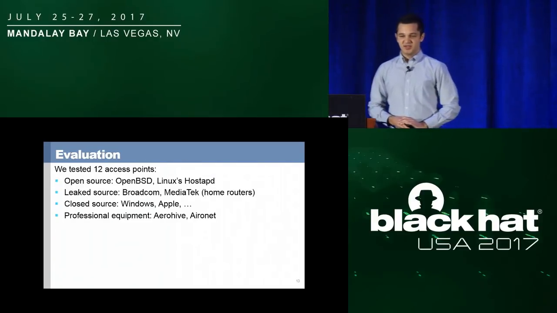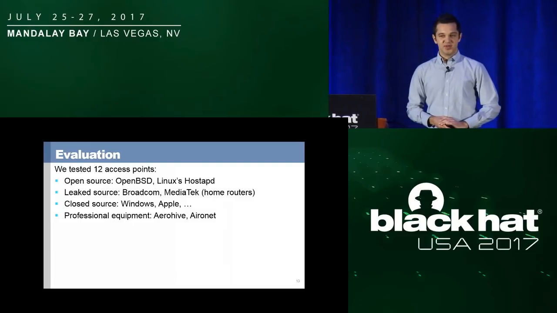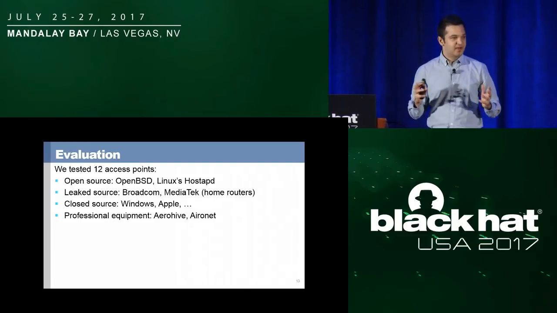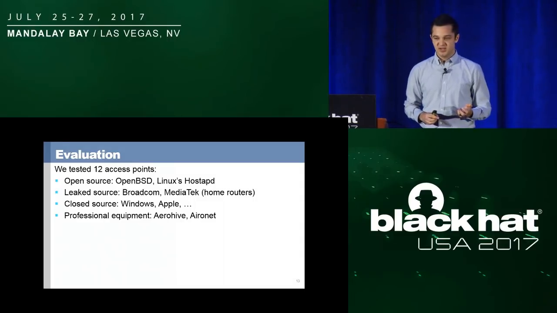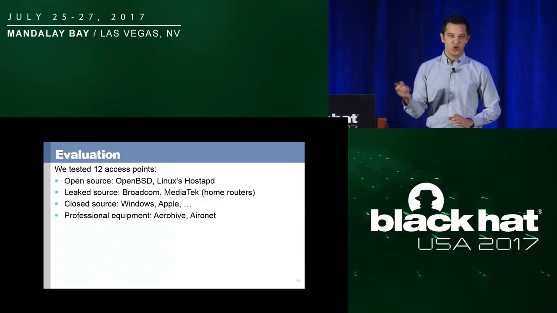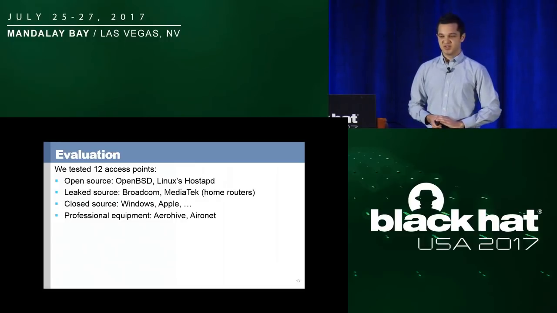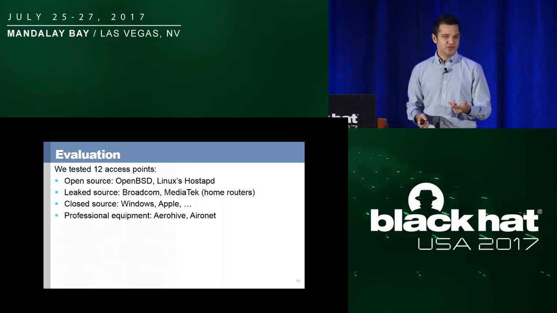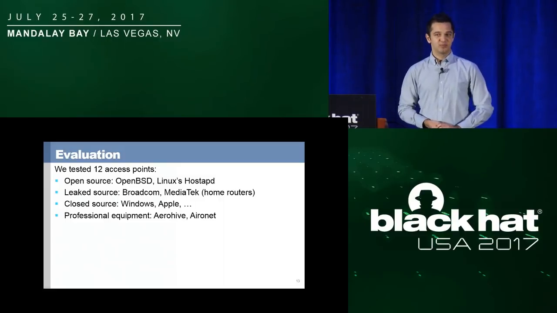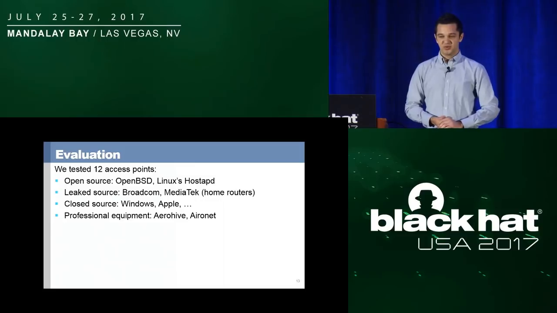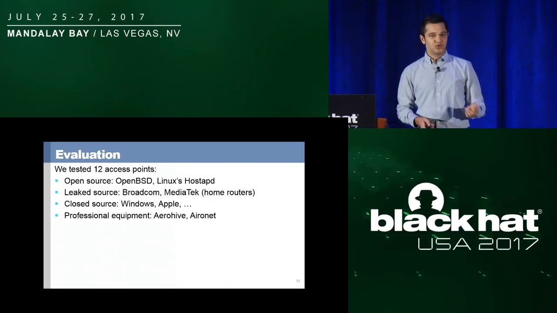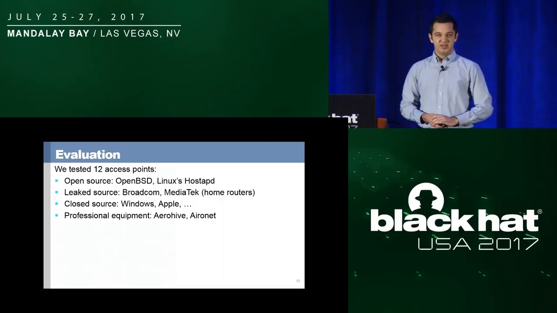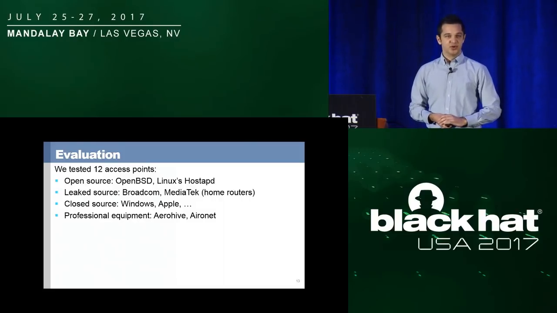And we applied this technique to 12 access points in total. And we tried to get a good variation in the type of access points that we tested. So for example, we have open source ones like OpenBSD, like Linux implementations. We also have code of home routers where the source code was leaked. So there's old code of Broadcom and MediaTek. And there's also the traditional closed source implementations like Microsoft, Apple, and so on. And we also try to test two more professional access points, namely the ArrowHive implementation and also an ArrowNet, which I think was from Cisco.